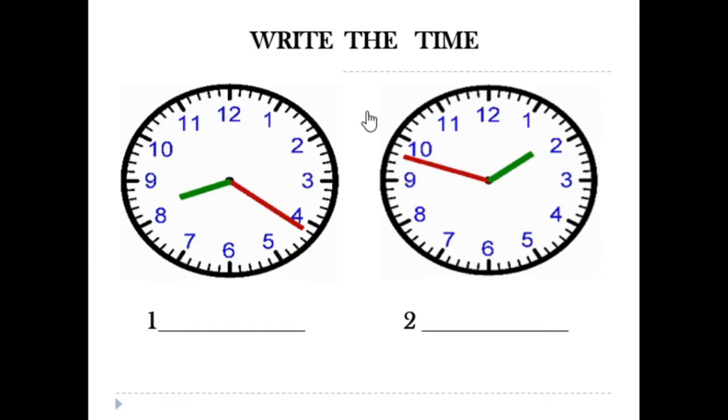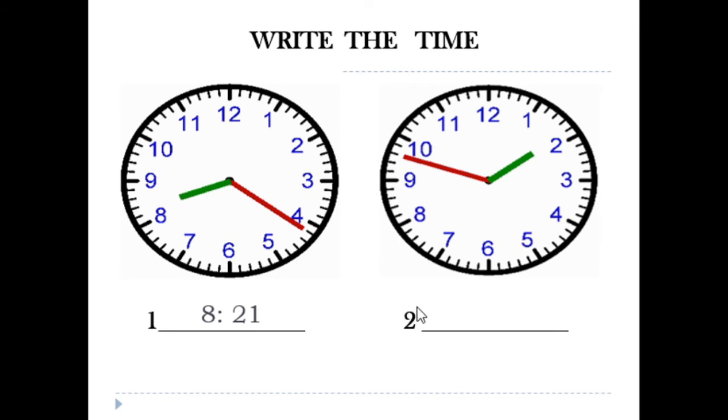Now it's your time. Write the time. For number 1, I'll give you 10 seconds to write the answer or say the answer. Are you ready? Okay, ready? Start. What time is it? Time's up. What time is it? Short hand points at 8. Long hand points at 4. It's 8:21. Did you get it right?